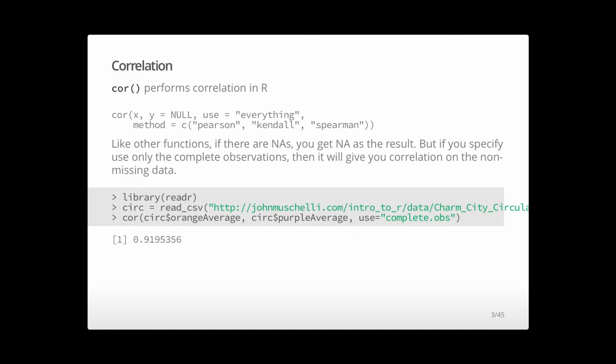All right. So cor, C-O-R, calculates correlations. So if there are NAs, you get NA as the result, but if you specify to use only the complete observations, you will get a correlation of the non-missing data. So if you look at the options for cor in the help file, there are multiple different ways you can calculate a correlation with missing data in that, okay? Because remember, it is the covariance of x and y divided by the standard deviation of x and the standard deviation of y.